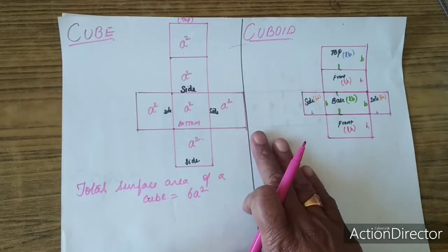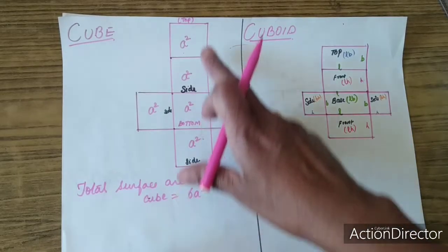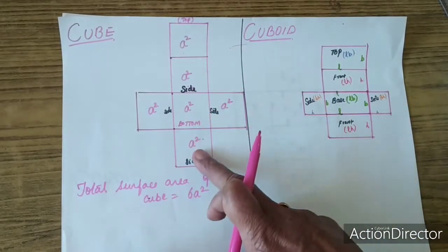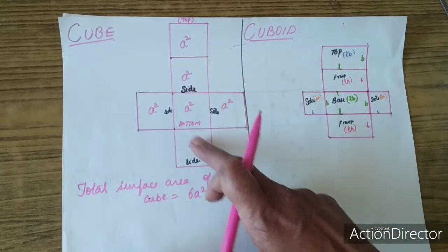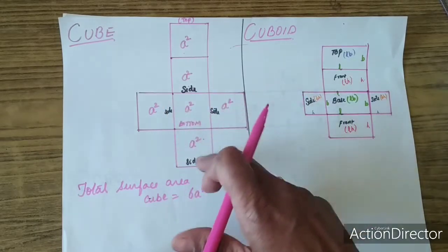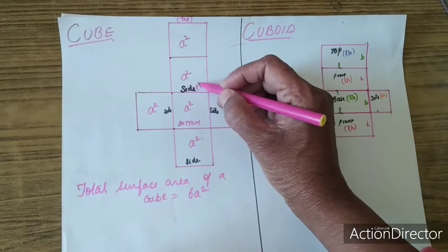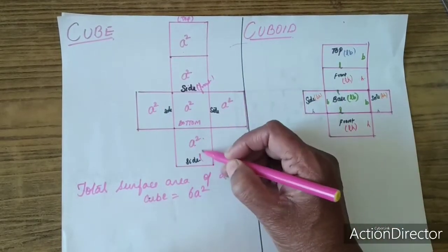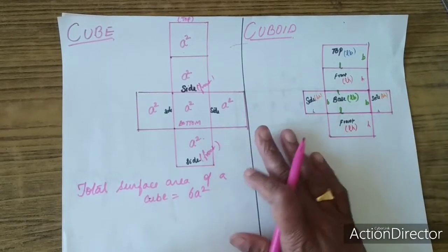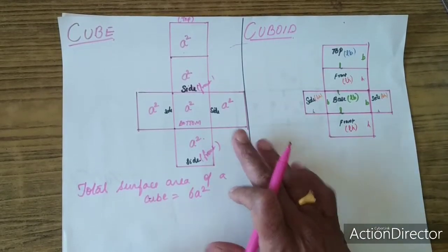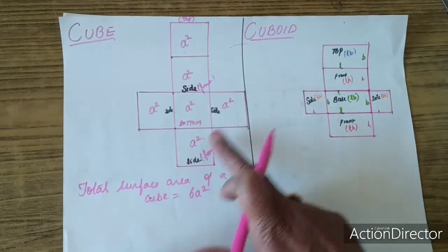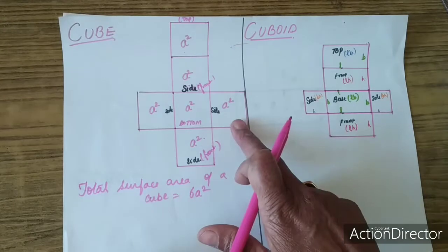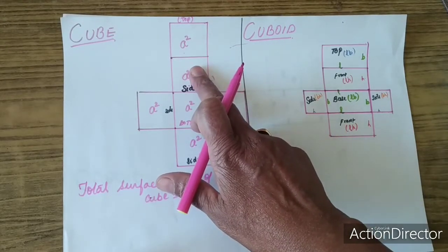Now coming to the lateral surface area. Lateral surface area means excluding the top and the bottom, the remaining 4 areas, that is the two side faces and the two front faces, you call it the lateral surface area. We will not include the bottom and the top. The remaining 4 faces you call the lateral surface area.